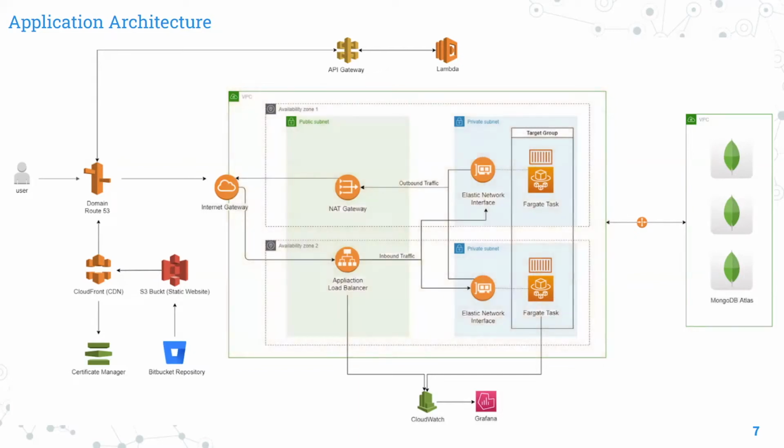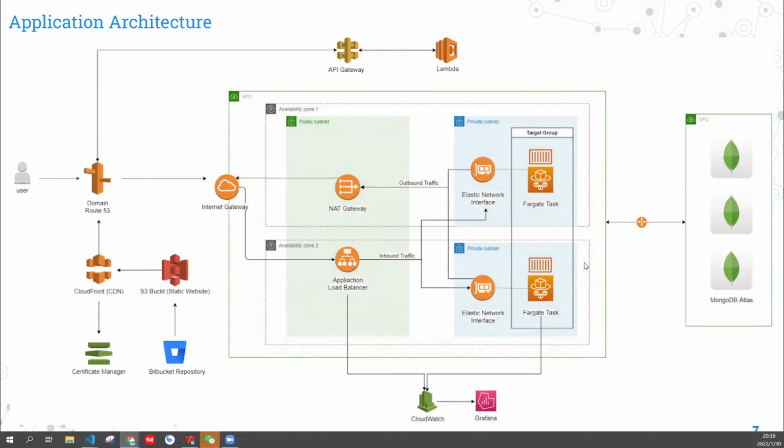The configuration we use here allows our application container to be safely isolated from the rest of the internet. They are capable of initiating communication with external resources via NAT gateway and still be able to receive traffic from the public via the application load balancer.